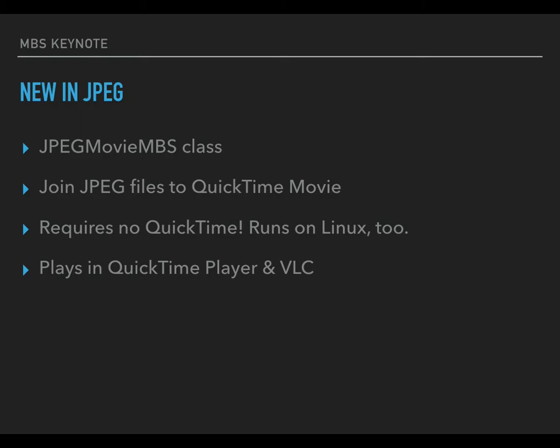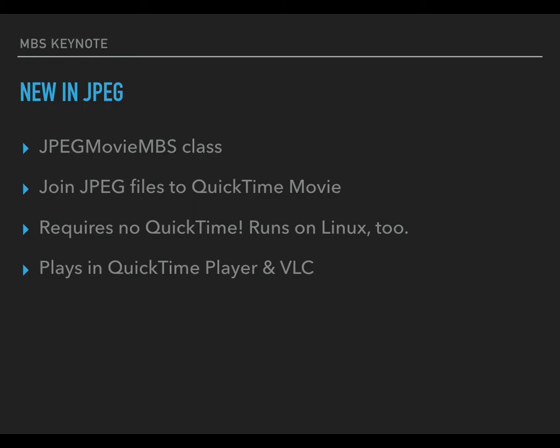For the JPEG plugin, I got a little class JPEGMovie, which we originally created to create movies from a series of pictures on a Raspberry Pi. There is no QuickTime on a Raspberry Pi, and so we created a movie file there, and then we could send it to a Mac and play it as well as play it in VLC. So you just feed it with JPEGs and you say create movie.